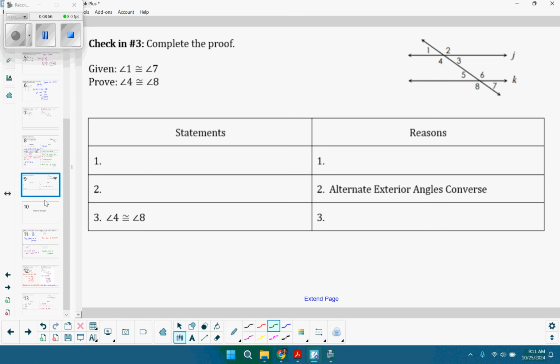So this is one last one for you to try. Pause it now if you'd like. That is the end of section 3.3.